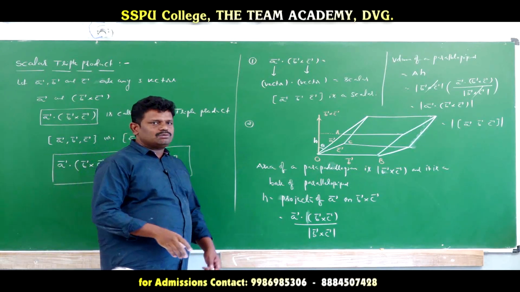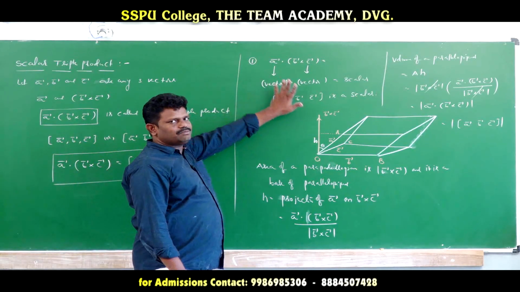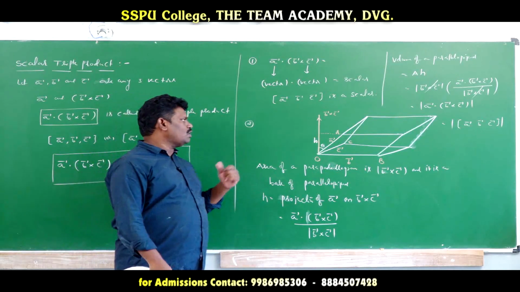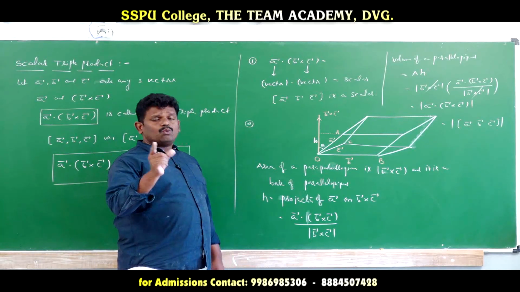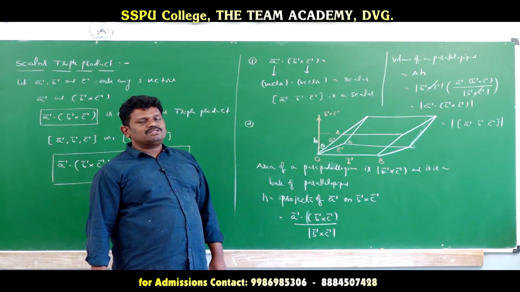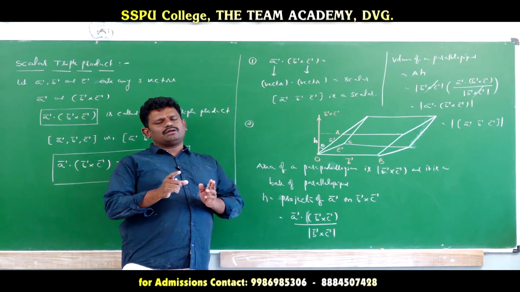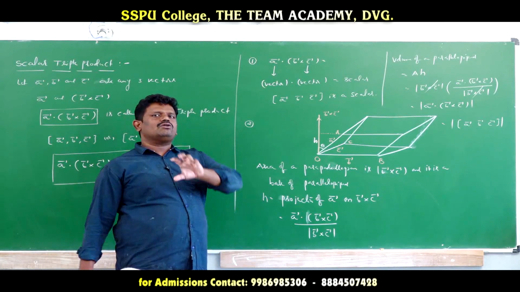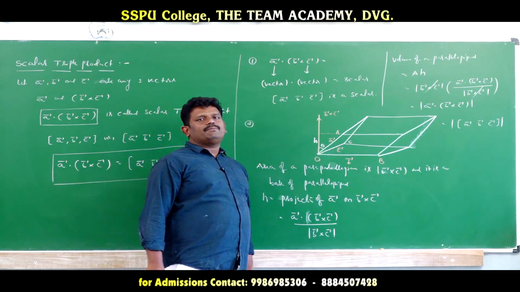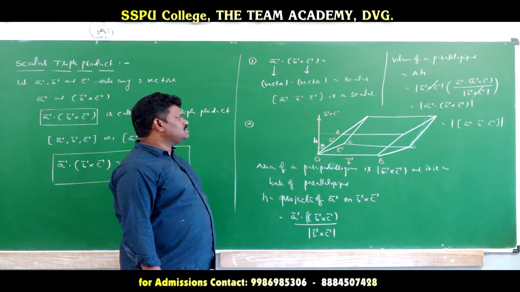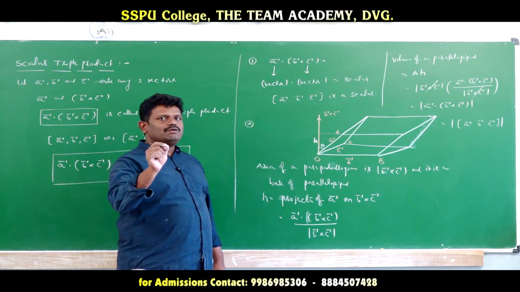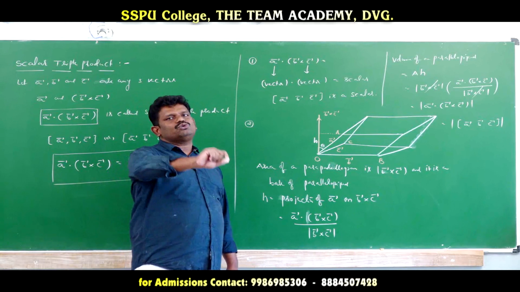So once again we will go over this. The first property: the scalar triple product is always a scalar. The second condition: the volume of a parallelepiped. A parallelepiped is a three-dimensional figure having 6 parallelograms. That figure represents a parallelepiped. Now if you want to find the volume of this parallelepiped, it is equal to the magnitude of the scalar triple product.